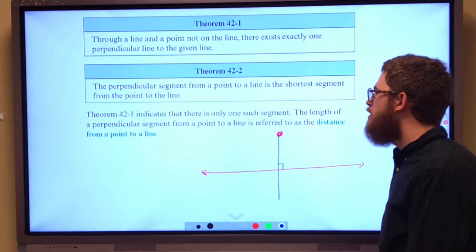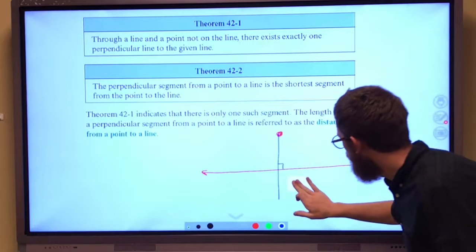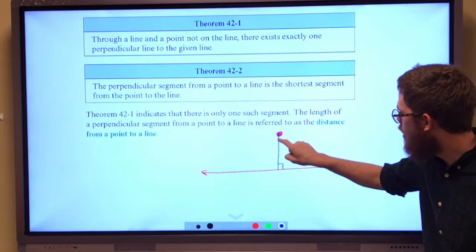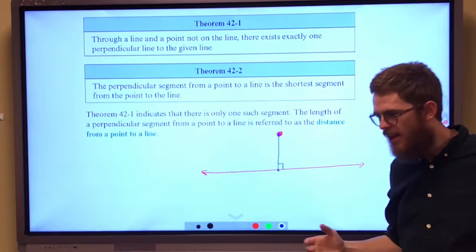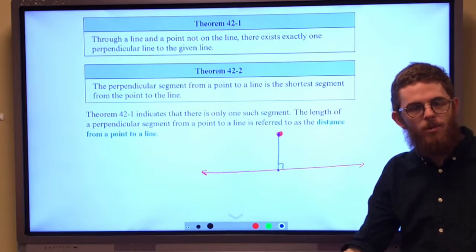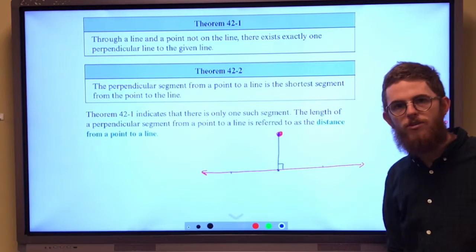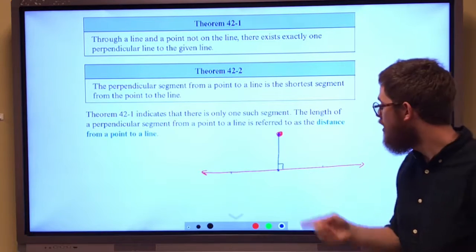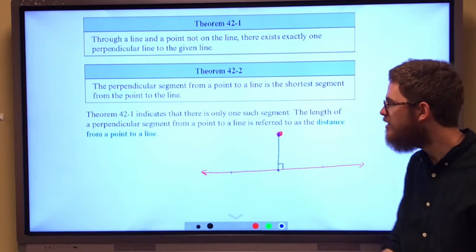Theorem 42.2 says the perpendicular segment from a point to a line is always going to be the shortest segment from a point to the line. The shortest distance between that point and the line is always going to be the perpendicular segment, always. And that's because what we just realized in the last example, that if we do anything else, a point out here, and we start drawing these horizontal lines, or these diagonal lines, those are going to be hypotenuses, making a right triangle. And we always know the hypotenuse is the longest side, so that would be silly.